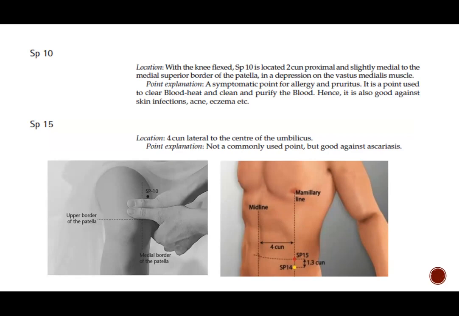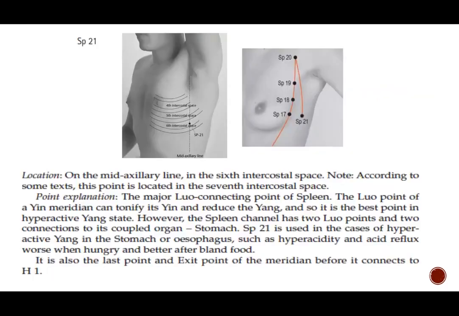Next point, we have Spleen-15, which is located 4 cun lateral to the center of the umbilicus. Point explanation: not a commonly used point, but good against ascariasis. Next point is Spleen-21, which is located on the mid-axillary line in the 6th intercostal space. Note, according to some texts, this point is located in the 7th intercostal space.